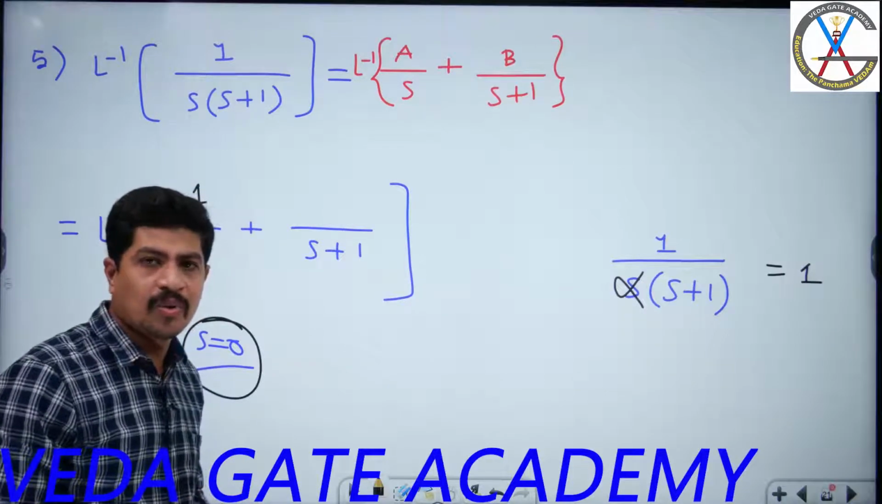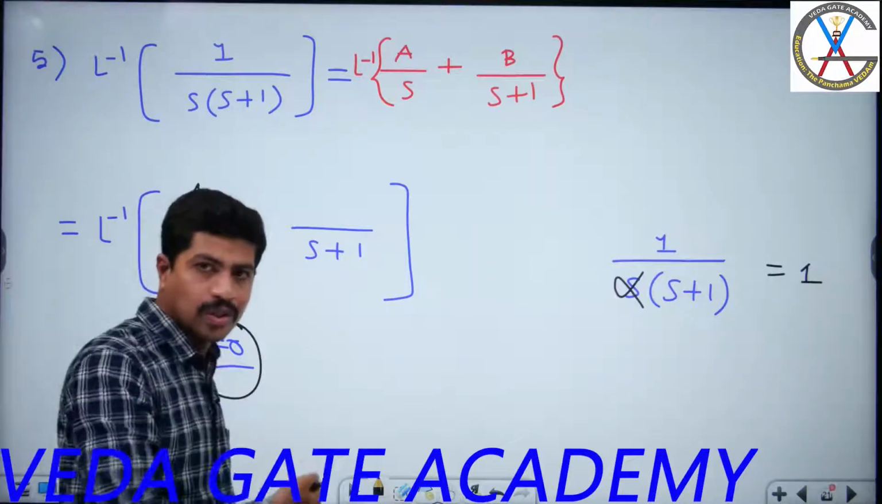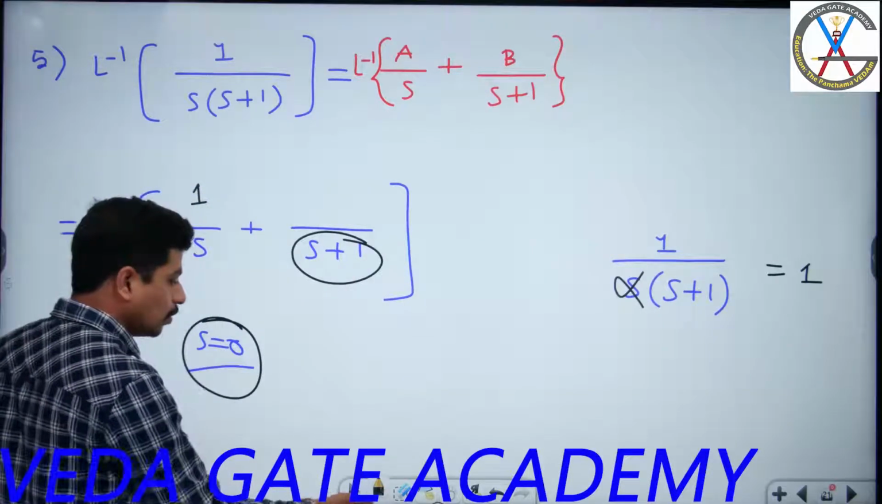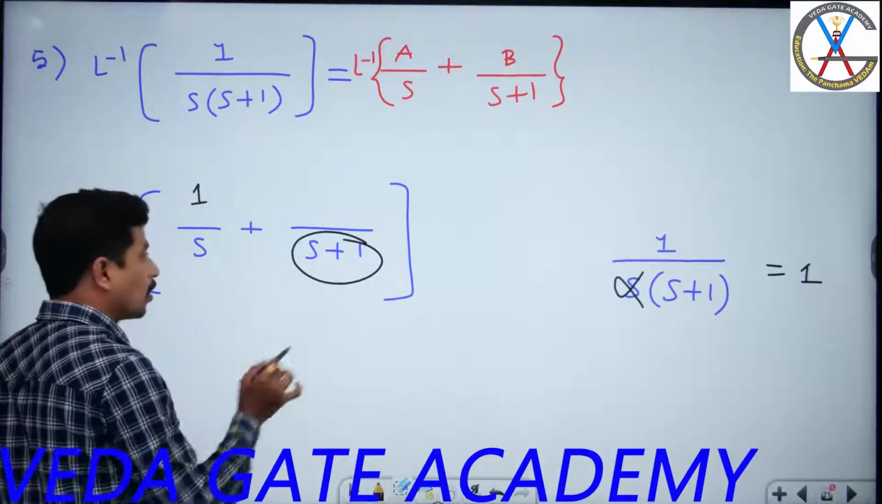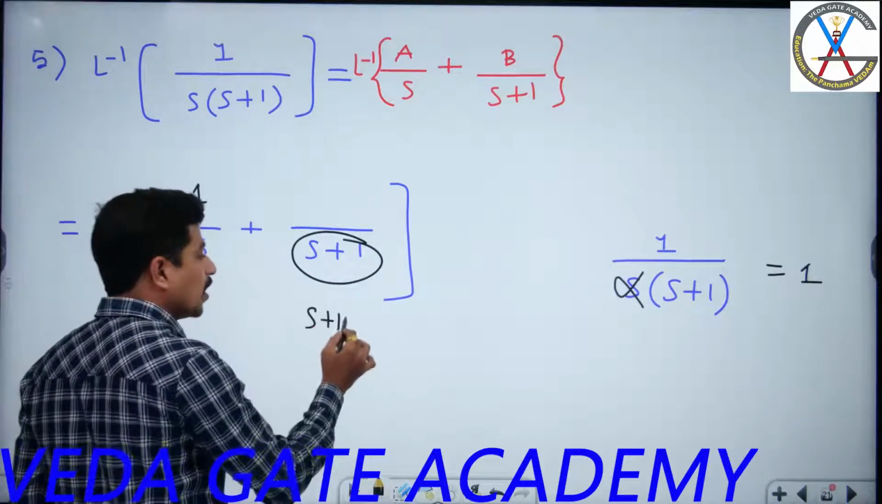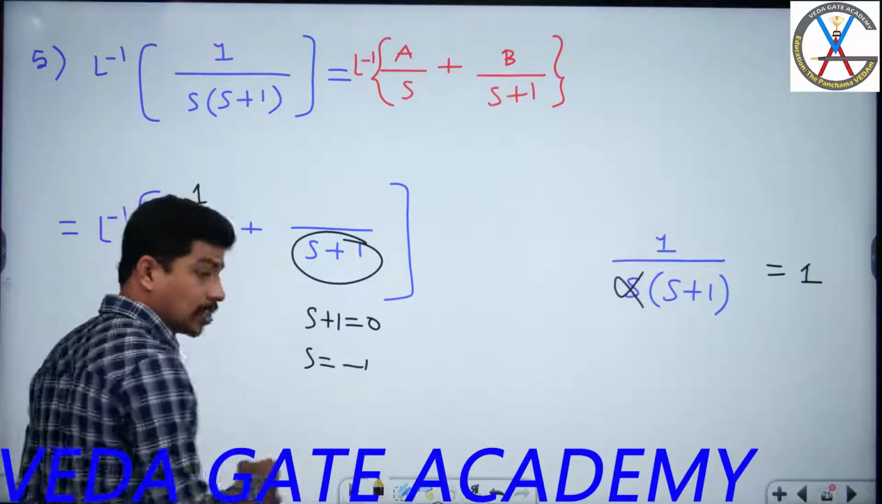Yes or not? Come on. You can do it. You do and get back to us. Okay. I want to find this numerator. What to do? Make this equal to 0. If I make this equal to 0, how much am I going to get? S plus 1 is equal to 0. S is equal to minus 1.